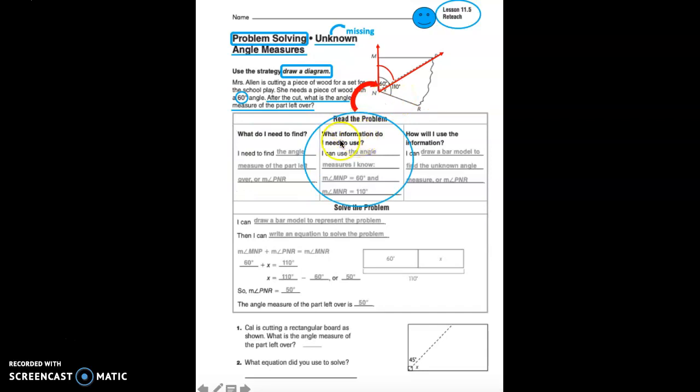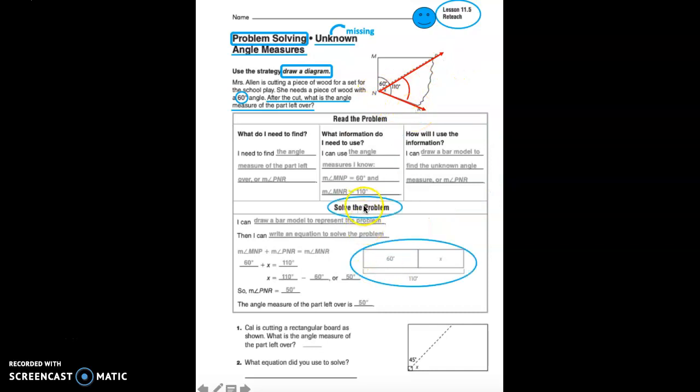What information are we going to use? I can use the angle measure I know. So measure of angle MNP equals 60 degrees. We also know that the entire angle MNR is 110 degrees. How will I use this information? I can draw a bar model to find the unknown angle measure, or the measure of angle PNR.